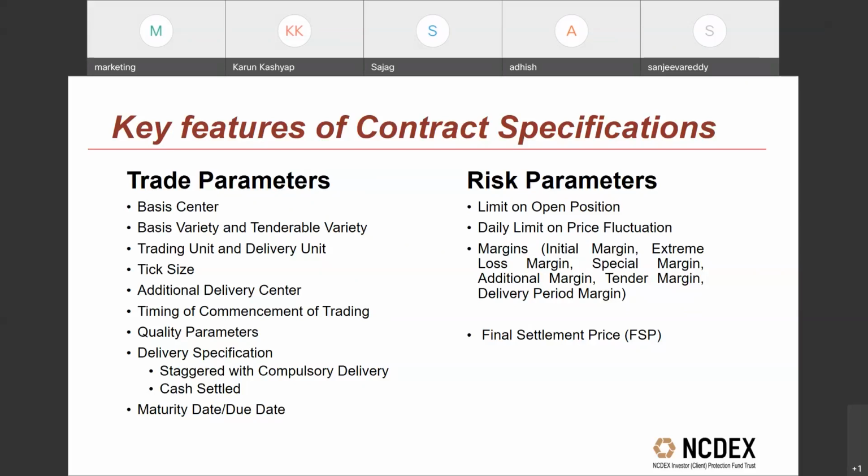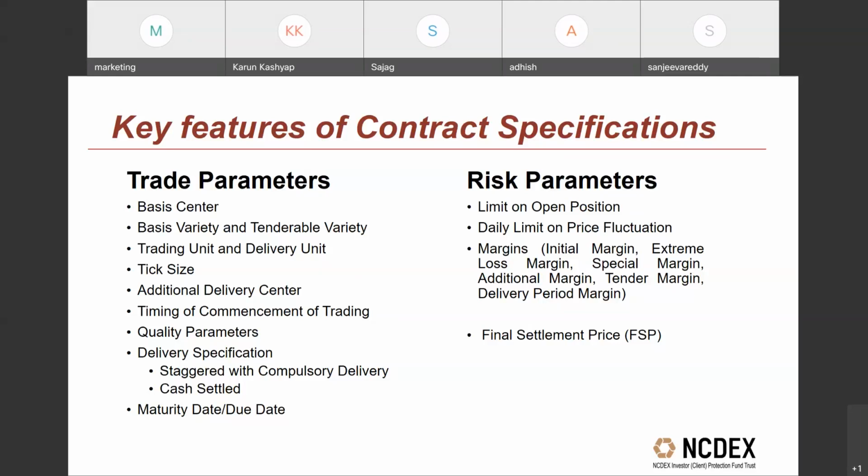Means beyond that limit the trade will halt. Mostly there are two circuits. At the first circuit, the trade halts for a certain period of time and then trading starts again, and even if the price hits the second circuit, then trading stops for the day.